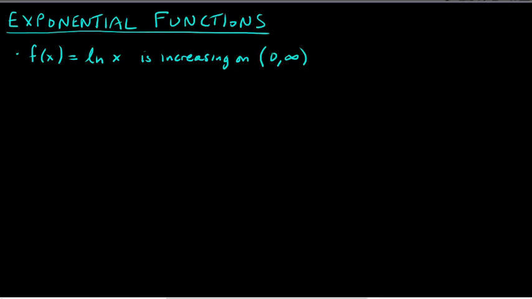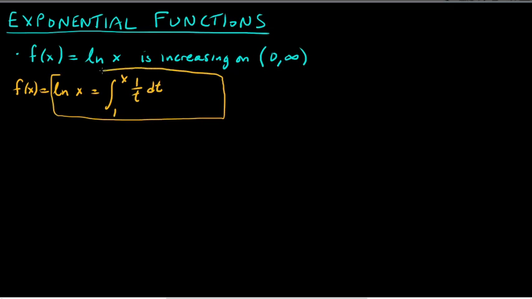Okay, so with all that stuff about inverse functions behind us, now we can talk about exponential functions, right? And we're going to start with the natural log function. And just to remind you of the way we defined the natural log function, we defined it as a definite integral, right? It's the integral from 1 to x of 1 over t dt. Okay, so that's the definition of log x. And I want to clarify that this x has to be positive. x has to be greater than 0, right?